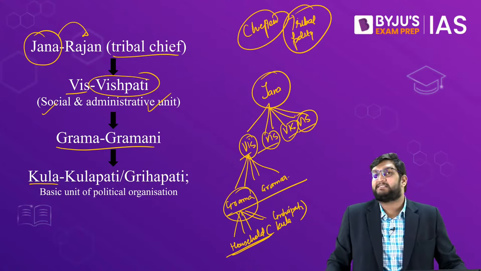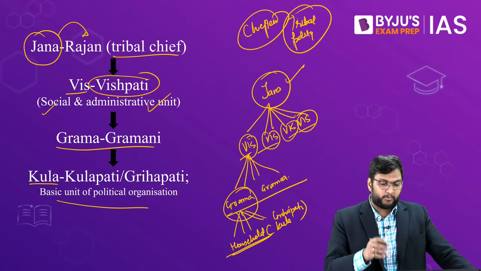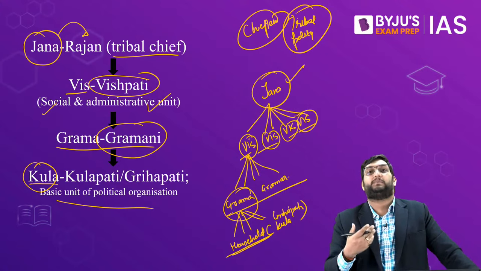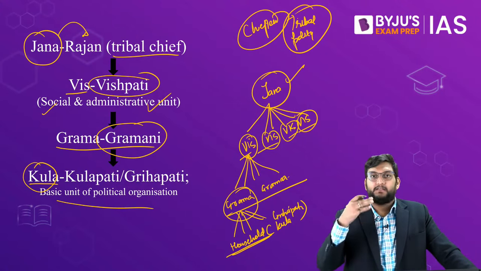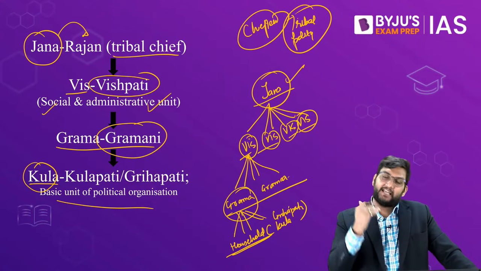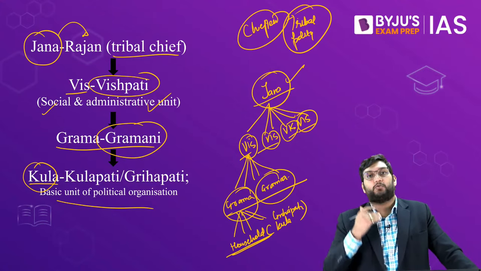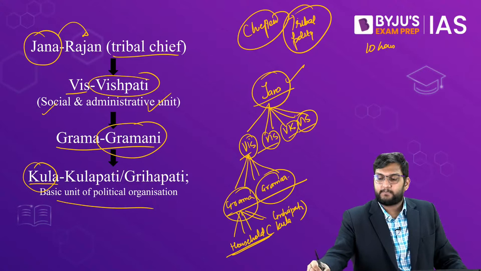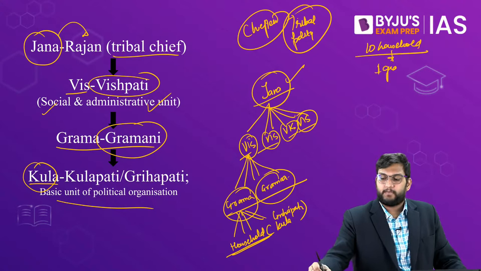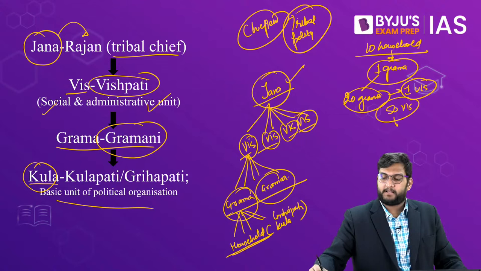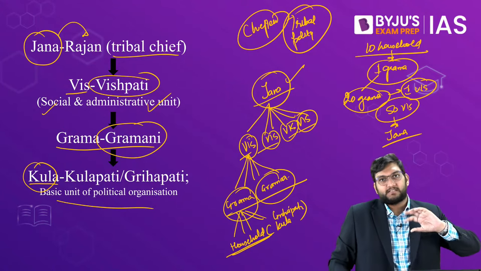So basically it's a very elaborate structure in which you have the Jana, the basic political organization unit. Meaning these are the people who select the Gramini, and the Gramini then selects the Vishapati, and the Vishapati then selects the Rajan. Basically, it's a system of gradationally going down into smaller units. So Jana can be divided into Vish, which is under the Vishapati, then further divided into Grama. Grama can then further be divided into Kula. Kula is nothing but household. Basically, you can understand it: 10 households together make one Grama. Then maybe 20 Gramas will come together to make one Vish, and 50 Vishes will make a Jana. This is the way it is divided.